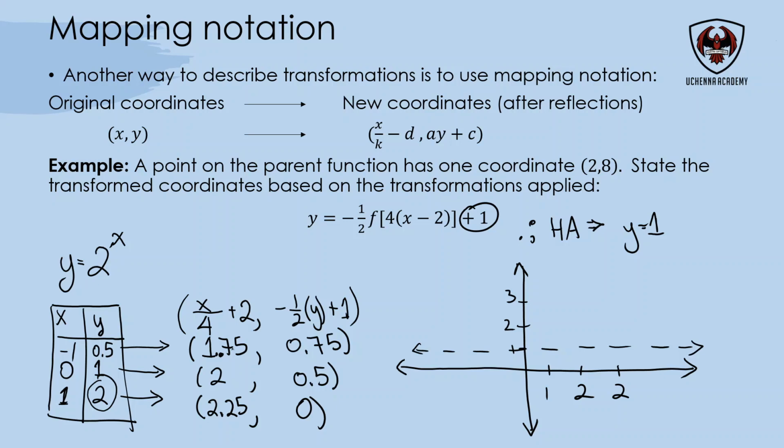I have 1.75. So 1.75 for x, which is over here somewhere. And I got to go to 0.75. So that's over here, 0.75. So that's my first coordinate. The next one will be 2 and 0.5. So 2 and 0.5 will be right there. And then I have 2.25 and 0.